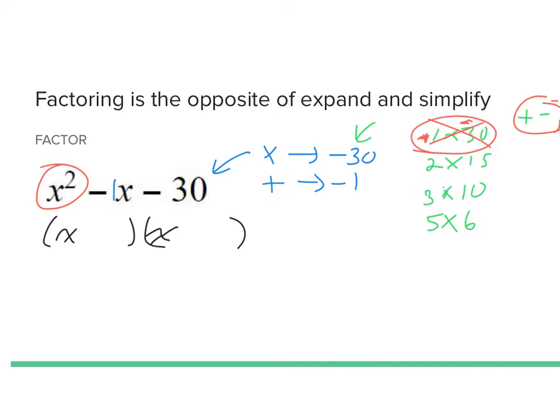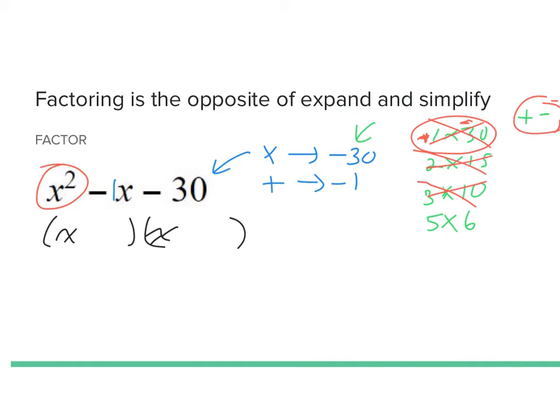And we go down using the same logic for each of those. So if one is positive and one is negative, so the 2 and the 15, you're still going to get like -13 or 13. So that's not going to work. 3 and 10, that's not going to work. 5 and 6 has a difference of 1.